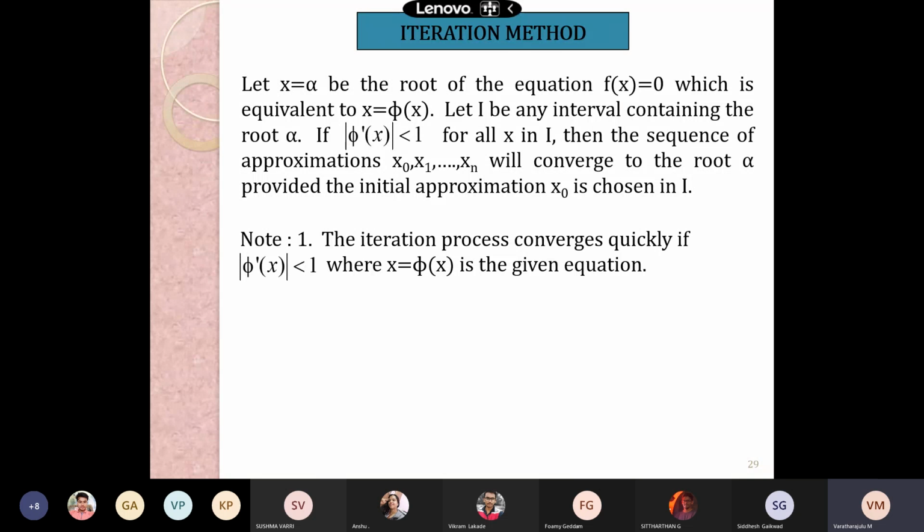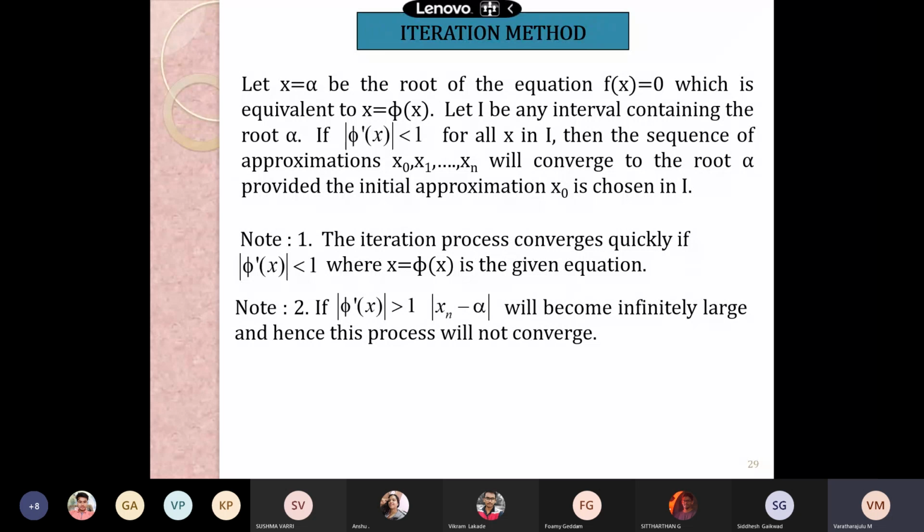This is the condition: let x equal to alpha be the root of the equation f of x, which is equivalent to x is equal to pi of x. Let I be any interval containing the root alpha. If the modulus of pi dash of x is less than 1 for all x in the interval I, then the sequence of approximation will converge. Otherwise, it won't converge.